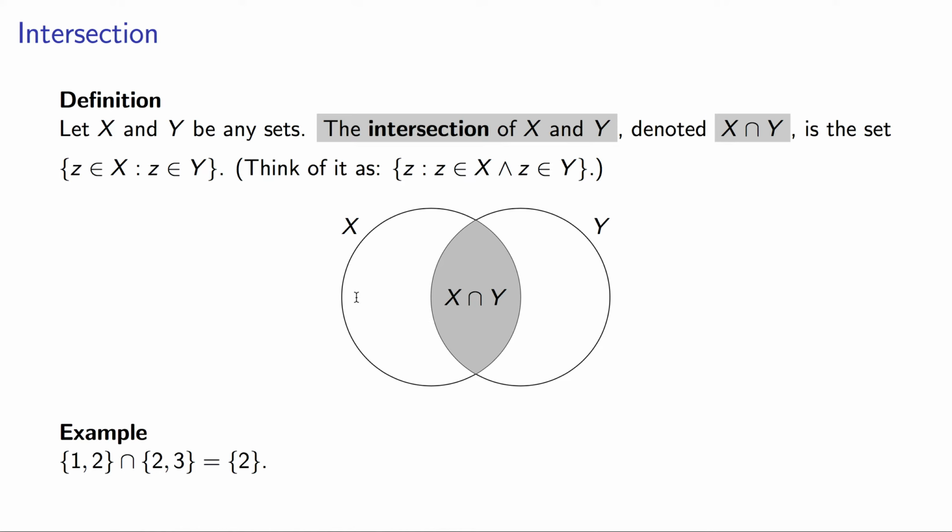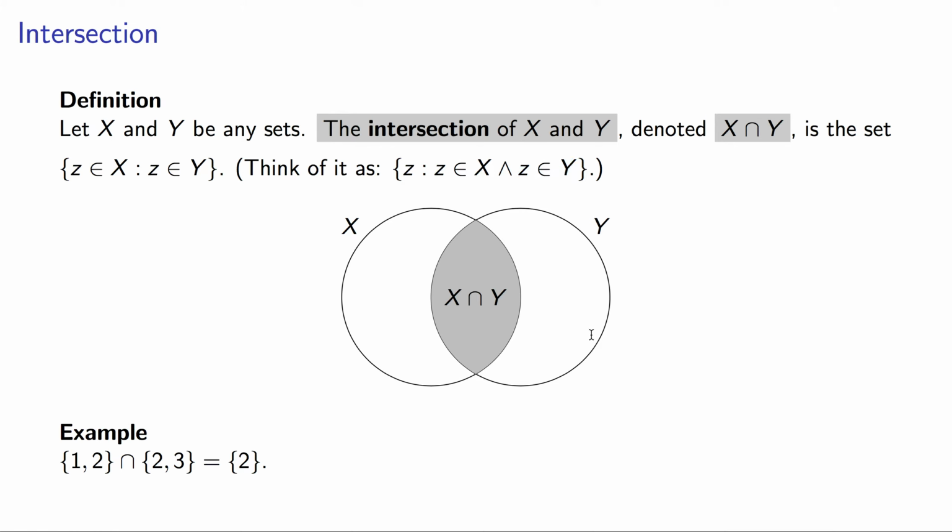The next operation is that of intersection. Let X and Y be any sets. The intersection of X and Y is denoted with this symbol. This is the inverted symbol for the union. And X intersection Y is the set of those Z from X for which Z is a member of Y. It's good to think about it as the set of those Z that Z is in X and Z is in Y.